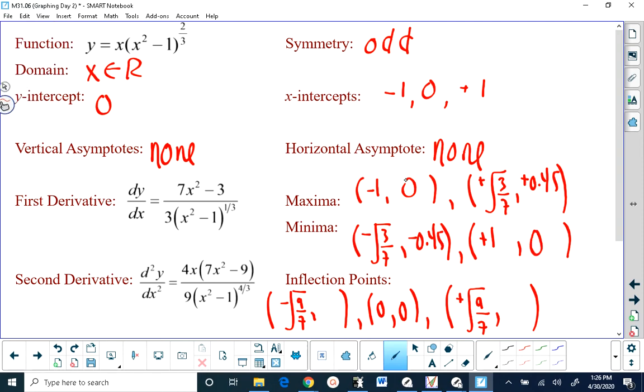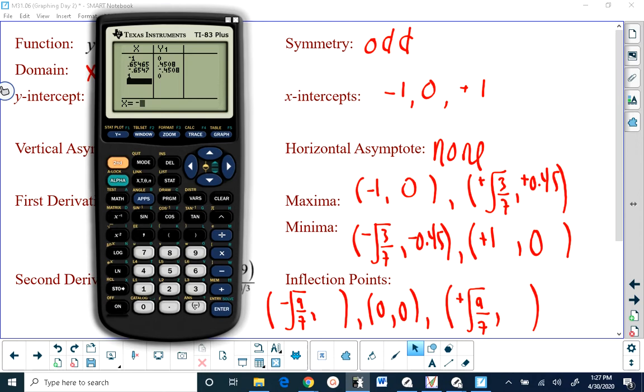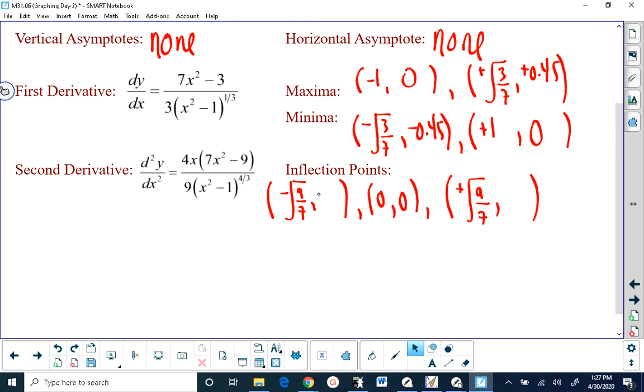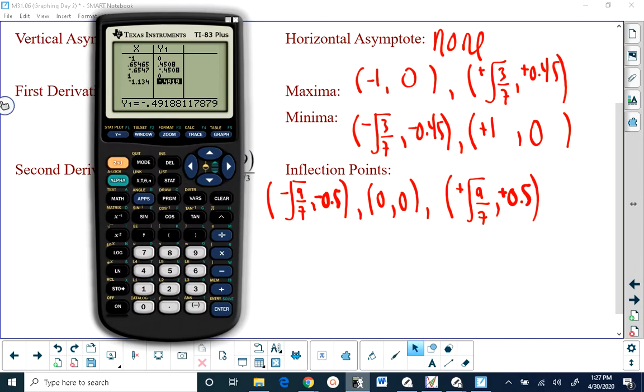And now we have to find the inflection points. So what do I get for y when I use for x the square root of 9 divided by 7? I get approximately negative 0.49. I'm just going to call that negative 0.5. And we're going to get positive 0.5 over here because the function is odd. But if you need to be convinced of that, when I put in the positive of the square root of 9 over 7, I get positive 0.49.